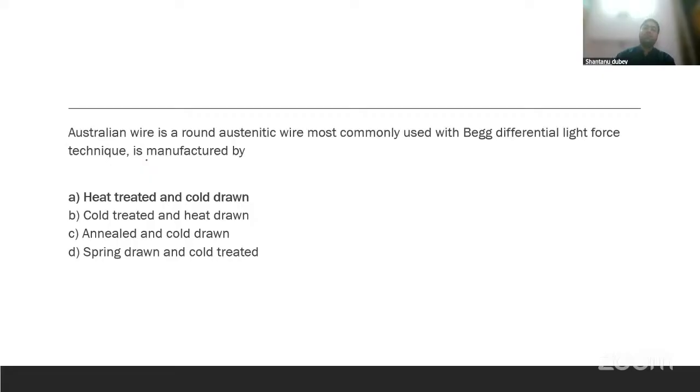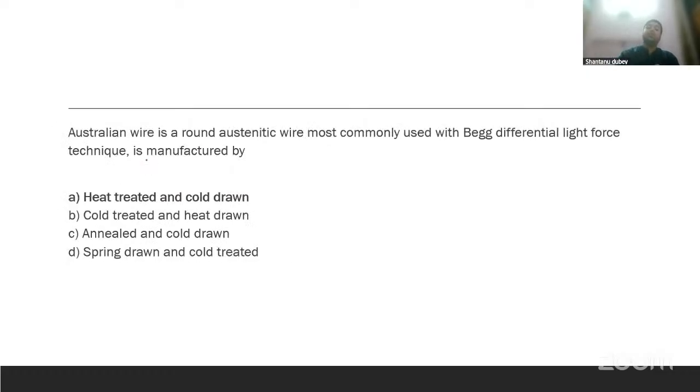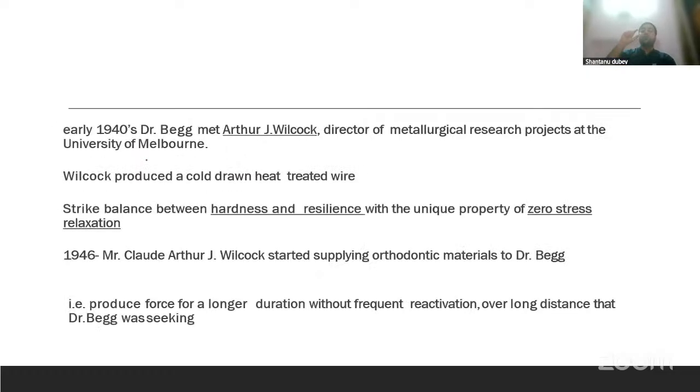Okay. So I'll give you an example for this, but I just want you to somehow remember the facts. First I'll tell you the story. What was happening was that Dr. Begg introduced Australian wire. He was the first to use it. Begg's is a philosophy such as the MBT philosophy. Begg's is also a technique of correcting orthodontic problems.